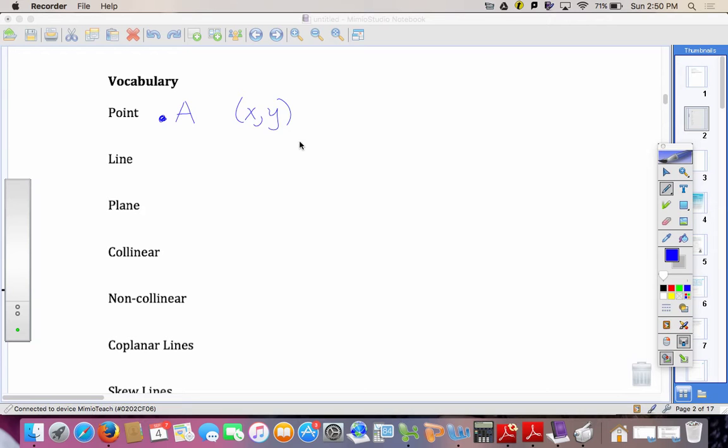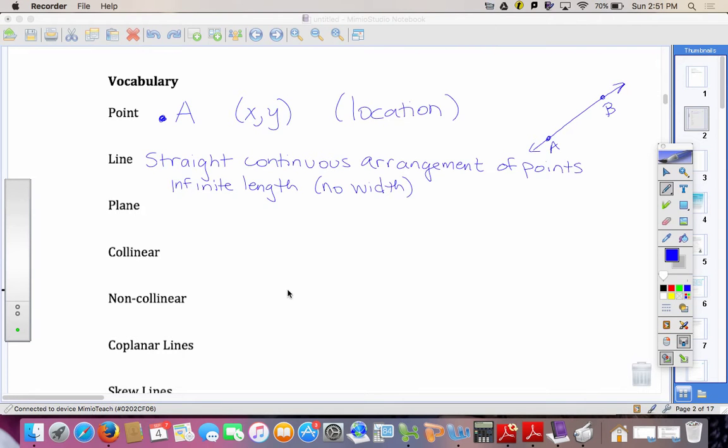What about a line? Well, a line is described as a straight, continuous arrangement of an infinite number of points. It has an infinite length, but no width. So a line is a straight, continuous arrangement of points with infinite length, no width. And we use a straight line, I don't have a straight edge right here, or I would have used one, with arrows at each end going in opposite directions. This means that it goes on and on and on forever. That's where the infinite part comes in.